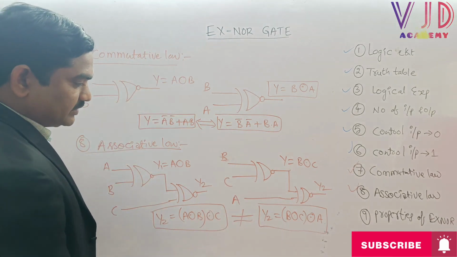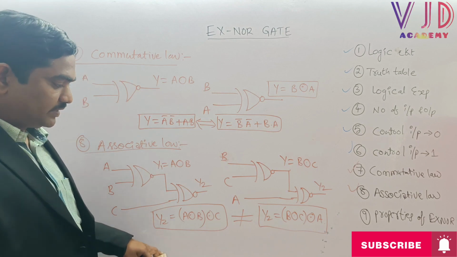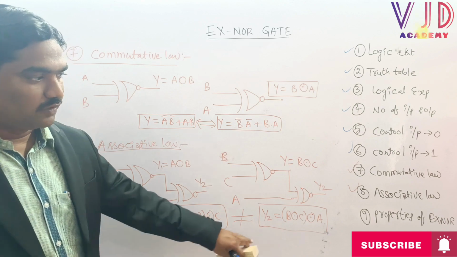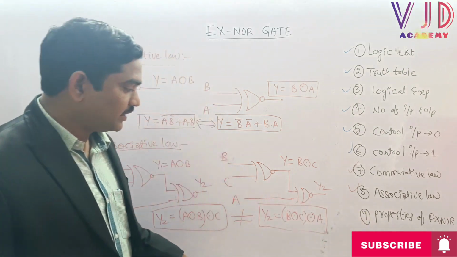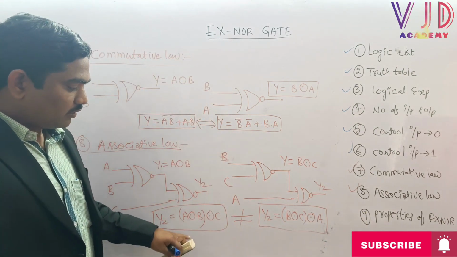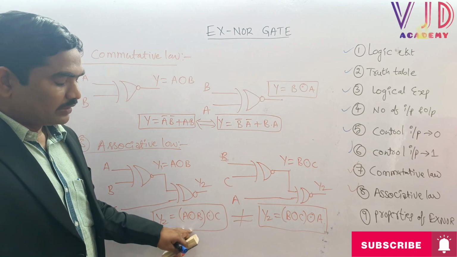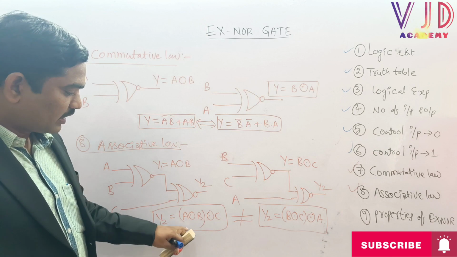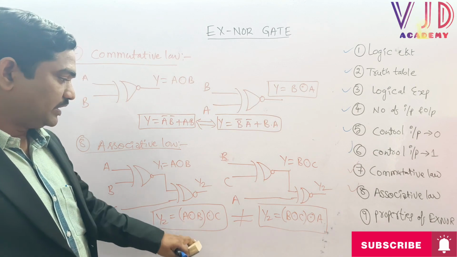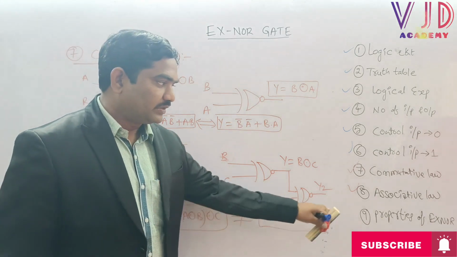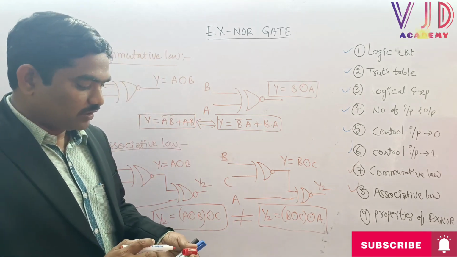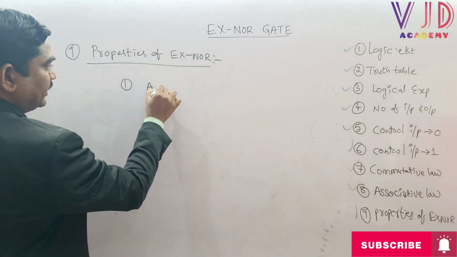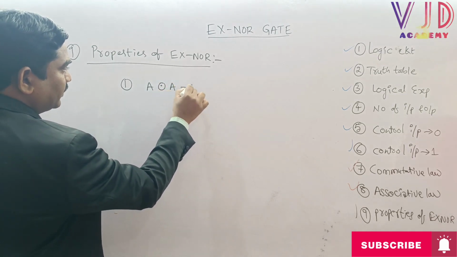So based upon this, since both the outputs are not equal, we can say that the XNOR gate is not at all following associative law. Sir, we can understand whether these logical expressions are following associative law or not based upon a truth table. If you draw a truth table for these two expressions, we can understand that these logical expressions are not following associative law. So the first property, A XNOR A equal to 1.